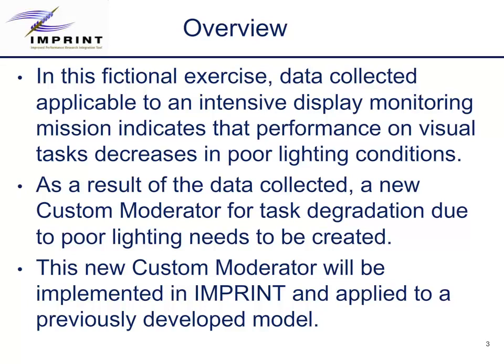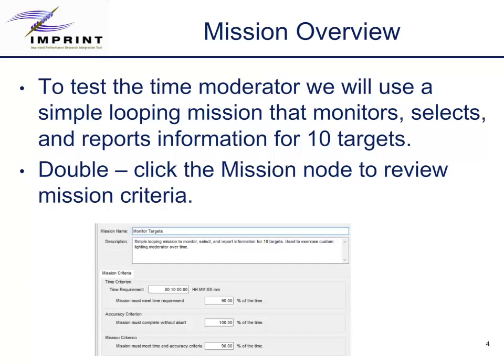In this example, we are going to pretend that data has been collected that indicates that performance on visual tasks decreases in poor lighting conditions, especially for intensive display monitoring missions. As a result of this new data, we want to create a new moderator for degrading visual task performance in poor lighting conditions and apply it to our already developed IMPRINT mission. The monitoring mission is a simple looping mission that has been previously developed. We will go into IMPRINT, open the model from the start page, and look at the mission criteria.